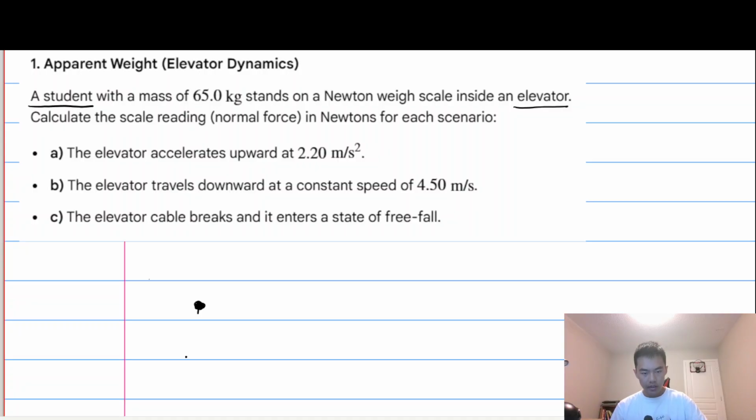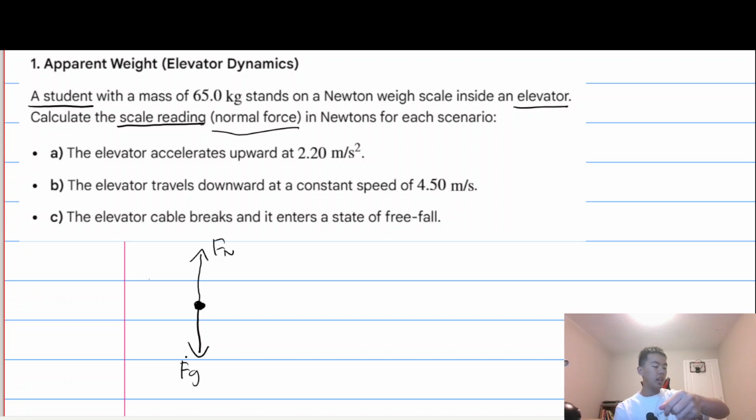So we can just draw the student as this dot. And there's a gravitational force acting down on it. And there's also a normal force, which is the scale or the elevator. He's standing on a scale, which is on an elevator, so that's the normal force. So one thing we need to pay attention to is the scale reading is normal force. And this would be in newtons, not in kilograms, because we're looking for the weight, not the mass.